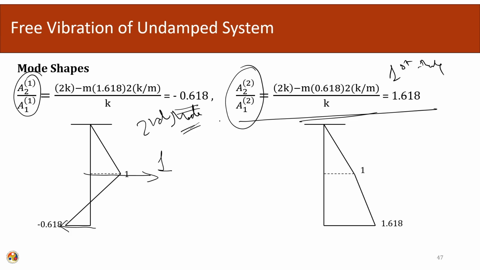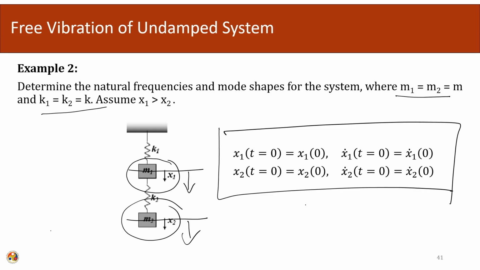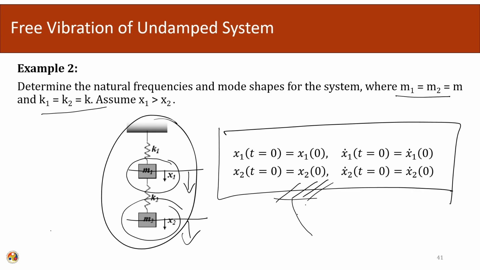So in the first mode, if mass 1 has moved 1 unit downwards, the other mass is going to move 1.618 units downwards. If we look at this as a beam analogy, this particular case can be looked at as a cantilever beam.